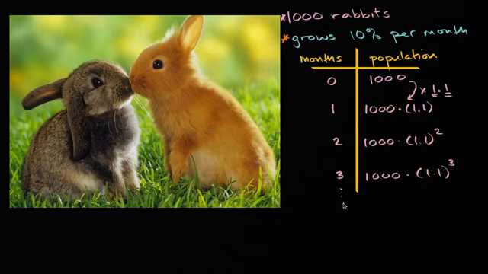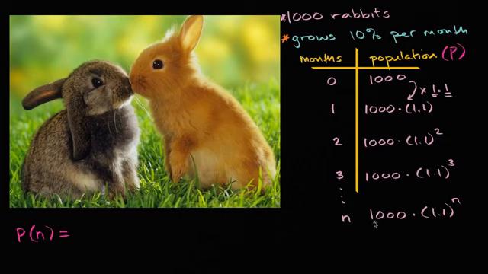And so if you were to go n months into the future, you can see what it's going to be. It's going to be 1,000 being multiplied by 1.1 n times, or 1,000 times 1.1 to the nth power. And so we can set up an expression here. Let's say that the population is p, the population as a function of n, is going to be equal to our initial population times 1.1 to the nth power.